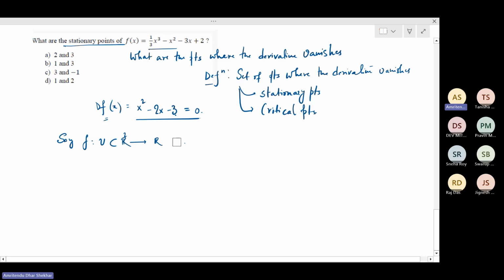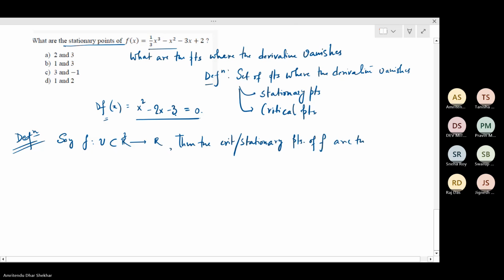Right. And I asked, so the question is, what are the stationary or critical points of f? So let's write it down, definition. Then the critical points, slash stationary points of f, are those where d of f vanishes.